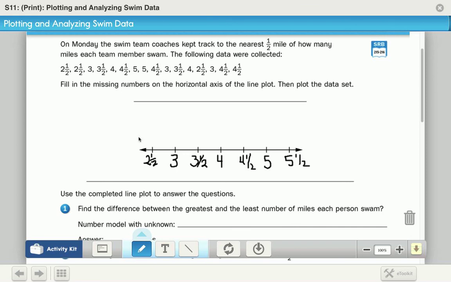Okay, so I'm going to look at my data, and how many 2.5s do I have? I have 1, 2, 3. So remember, in a line plot, I mark with X's, and I'm going to try to keep them about the same size. It's really hard to do when you're using a pen here. Now, how many 3s? I have 1, 2, 3 3s. So again, I want to try to keep my X's kind of across from each other so it's easier for me to compare when I'm done.